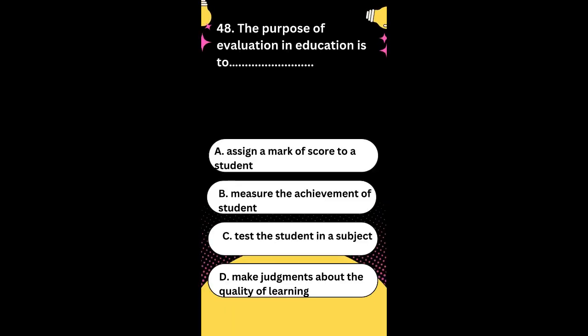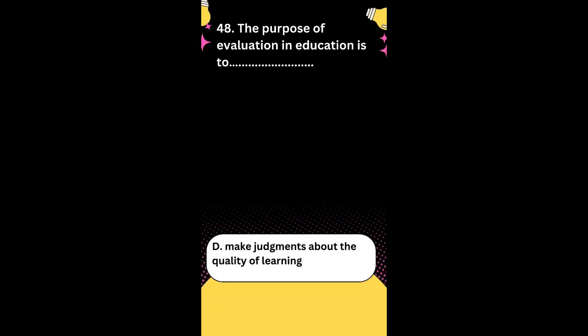48. The purpose of evaluation in education is to A. Assign a mark or score to a student. B. Measure the achievement of student. C. Test the student in a subject. D. Make judgments about the quality of learning. The correct answer is D. Make judgment about the quality of learning.